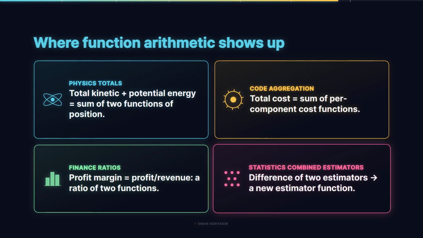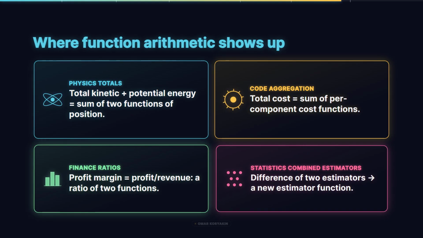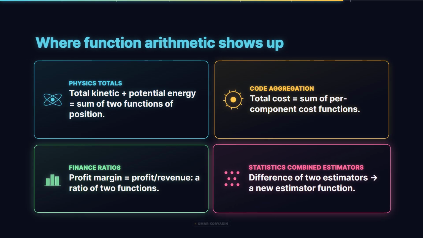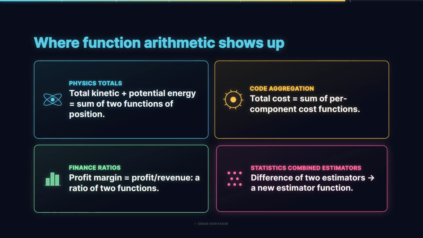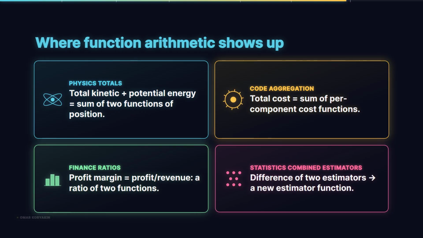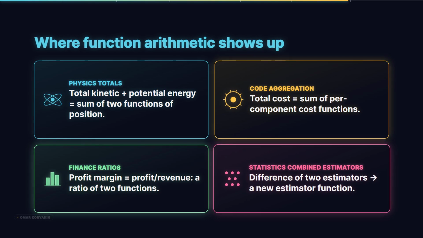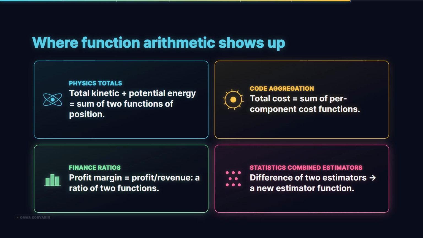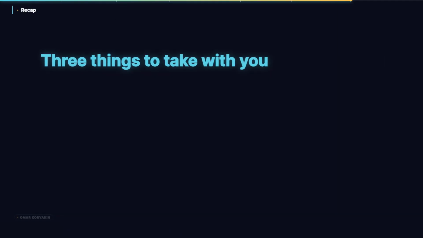In statistics, combining estimators or test statistics through arithmetic is a foundational technique. The difference of two means estimator subtracts one mean function from another to estimate the difference between two populations. The pooled variance estimator combines two sample variances through a weighted sum. Function arithmetic is the explicit machinery, and the resulting combined estimators have well understood properties that follow from the arithmetic structure. 3 things to take with you from this lesson today.